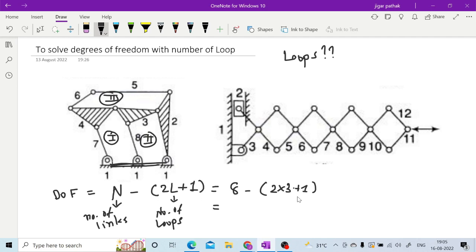Similarly, if you go for this mechanism, you will have the number of loops as 1, 2, 3, 4 and 5, right?